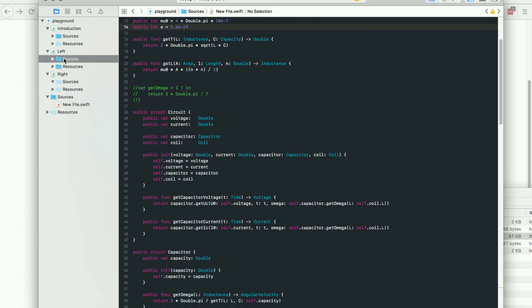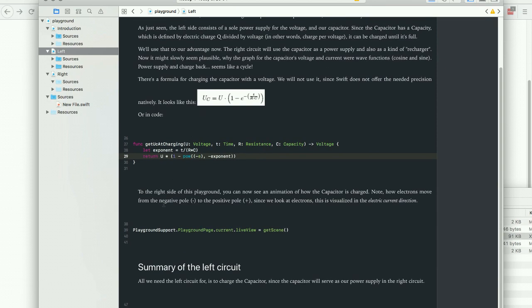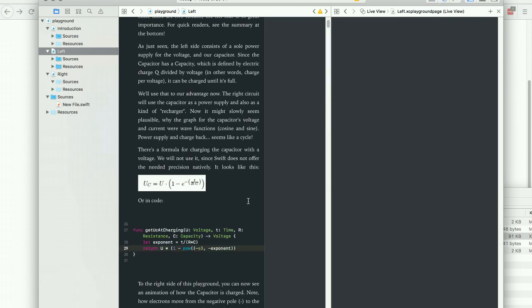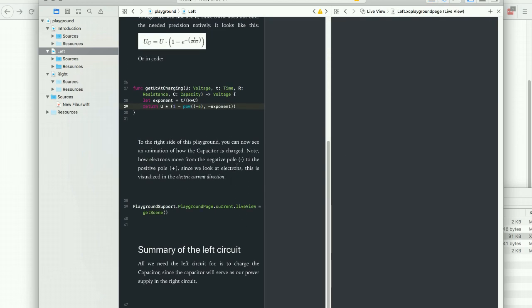Yeah, exactly. So, to the right side of this playground, you can now see an animation of how the capacitor is charged. Note how electrons move from the negative pole minus to the positive pole. Since we look at electrons, this is visualized in the electric current direction. So that's an important term to know if you don't know it. Usually it would move from plus to minus, but if we look out of the perspective of the electrons, they move from minus to plus.